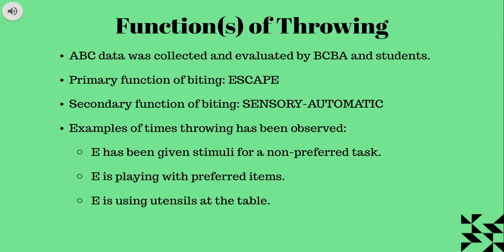Looking at the functions of E's throwing, we found the primary function to be escape and the secondary function to be sensory automatic. This was found by collecting ABC data, and that data was later evaluated by students and the BCBA. Some examples of times that throwing has been observed include: 1, E is using utensils while eating at the table, 2, E is playing with preferred items, and 3, E has been given stimuli for a non-preferred task.